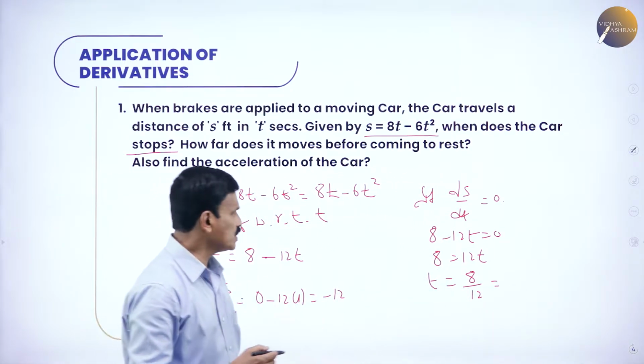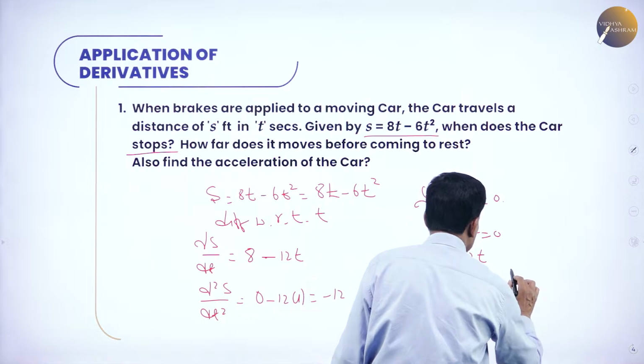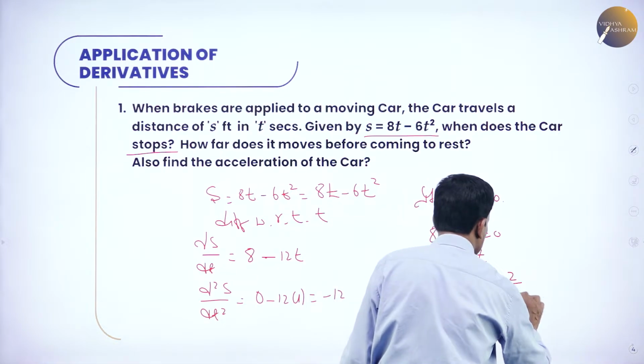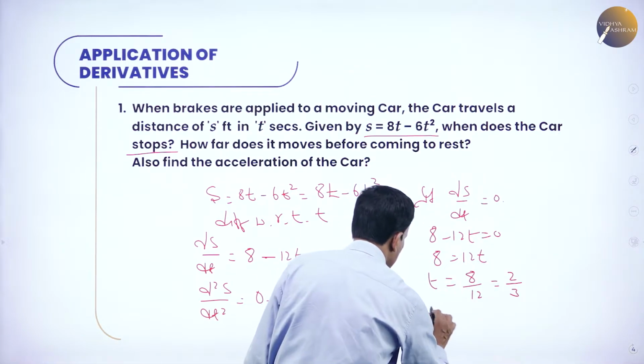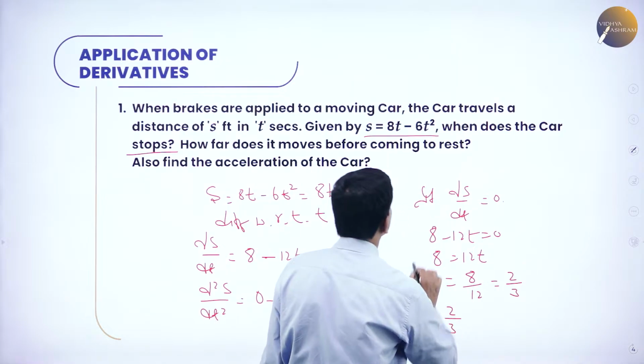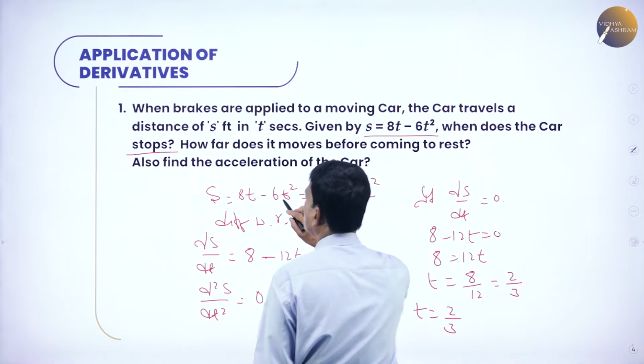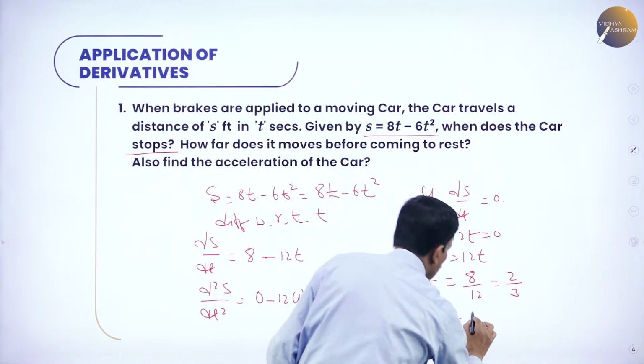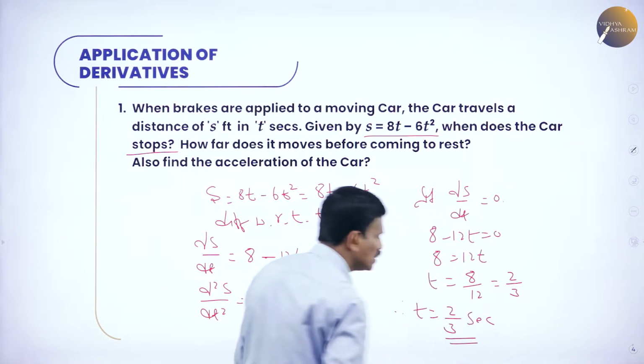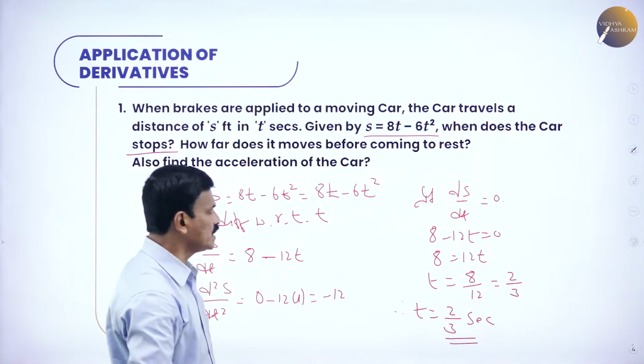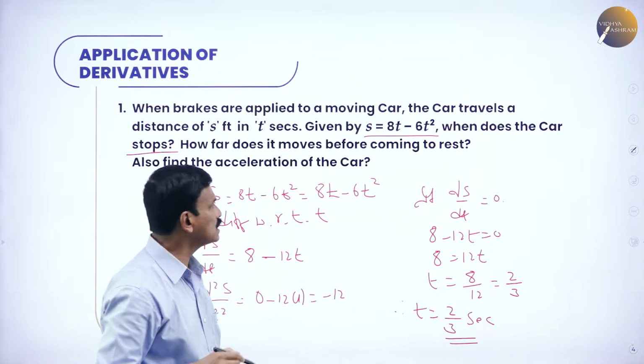Divide it. So this is nothing but 4 2s are 4 3s are. So therefore the time taken is 2 by 3. What is the unit given? So this is in seconds, 2 by 3 seconds. So the car comes to rest when time t is equal to 2 by 3 seconds.